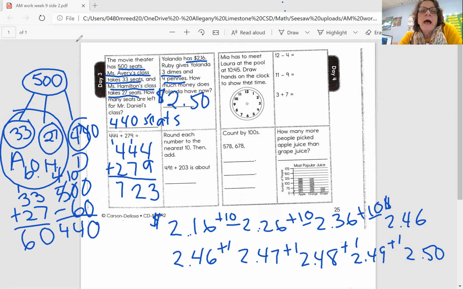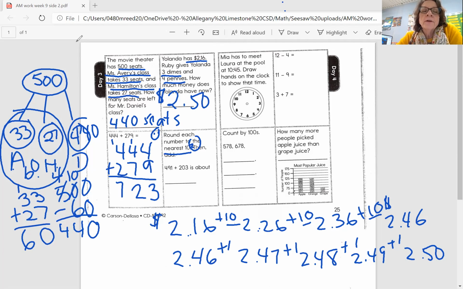Okay. Now, the last problem is round each number to the nearest 10 and then add. So it's really important that we know this is 2 steps. The first step is rounding each number to the nearest 10, and the second step is to then add. Now, it's really important that we underline nearest 10 because sometimes they ask us to round to the nearest 100, and sometimes they ask us to round to the nearest 10. In this problem, they're asking us to round to the nearest 10.